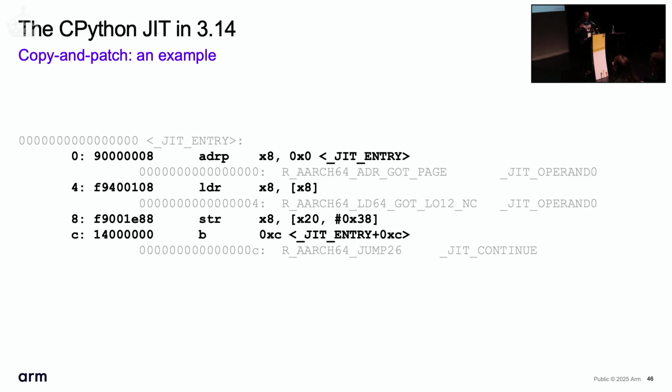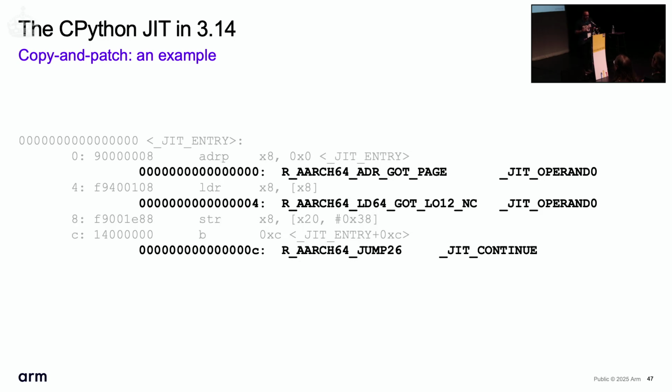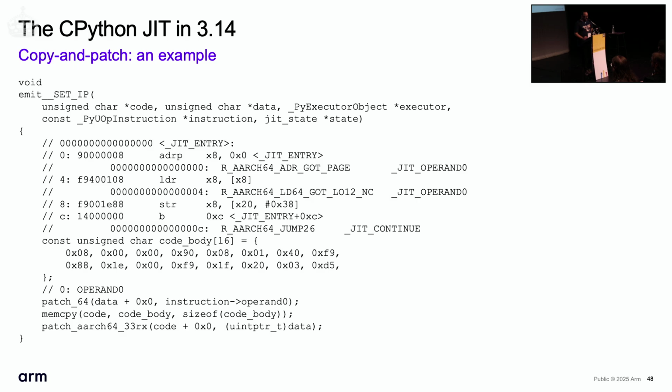And the last instruction is a branch that jumps to the next micro-op function. So JIT continue should be patched with the correct continuation target. You can also see the relocation tags. These mark where the runtime linker, or in this case the patching logic, will fill in the real operand and continuation values. So even though this code looks static, it's actually just a template, or by other terminology a stencil, that can be executed once it has been patched.